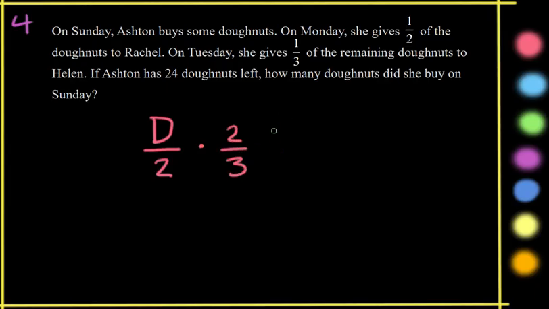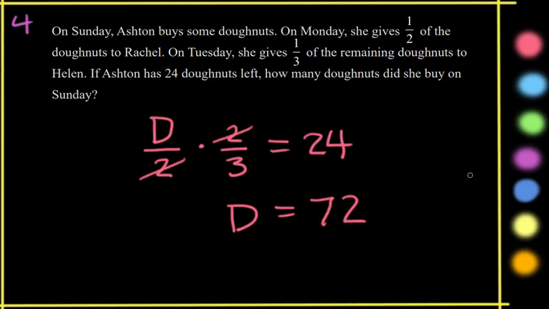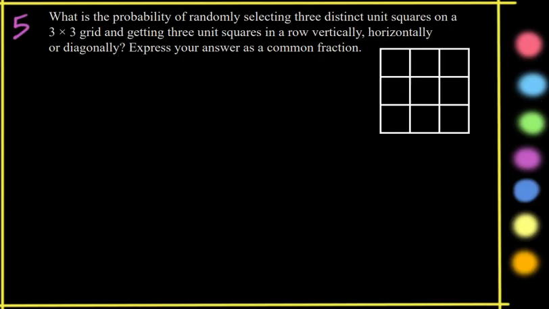And then after that, she has 24 donuts left. Okay, so we can cancel this out. We can multiply both sides by 3, and we have the number of donuts she started with is 24 times 3, which is 72. All right, let's take a look at the next one.